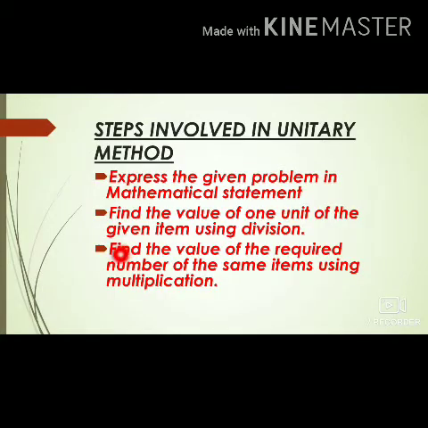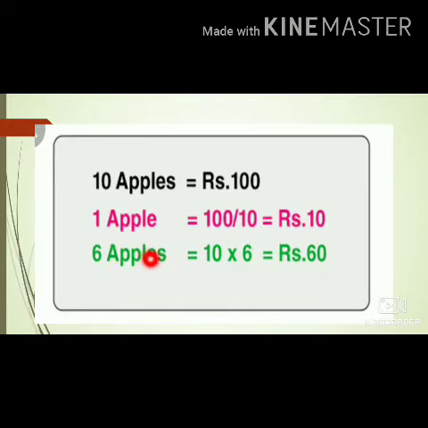Then what's the third step? Find the value of the required number of the same items using multiplication. 6 apples equal to 10 into 6. See, 1 apple equal to 10 rupees. 6 apples equal to 10 into 6, that is rupees 60. First you have to find the 1 unit value by using division. Then the required number of items using multiplication. Students, it will be clear by solving the sums, how to find the value of one item using unitary method.